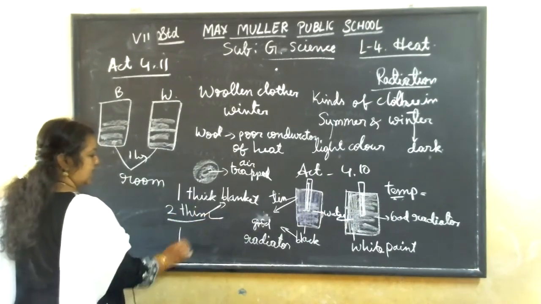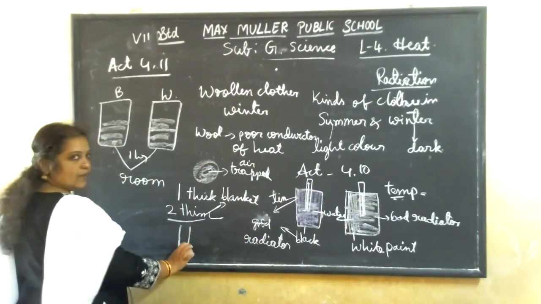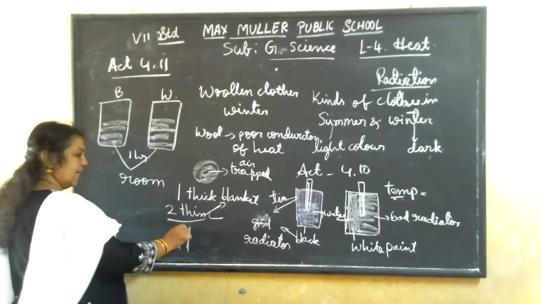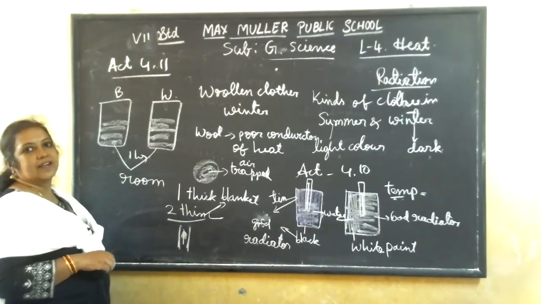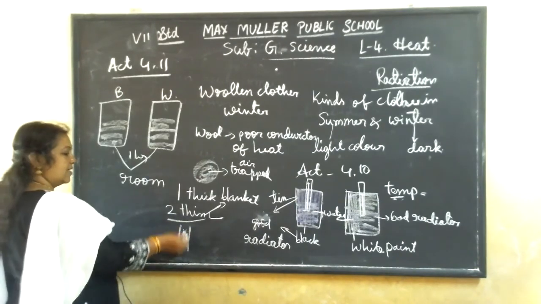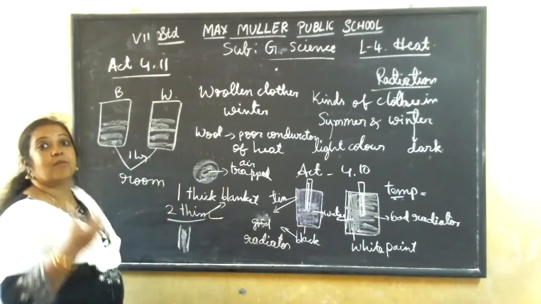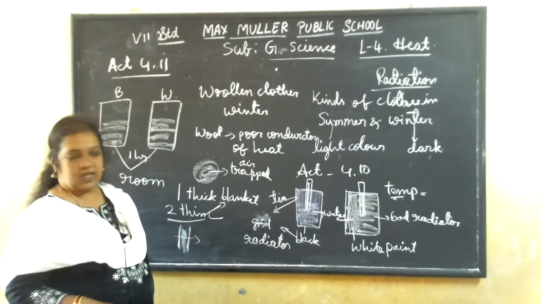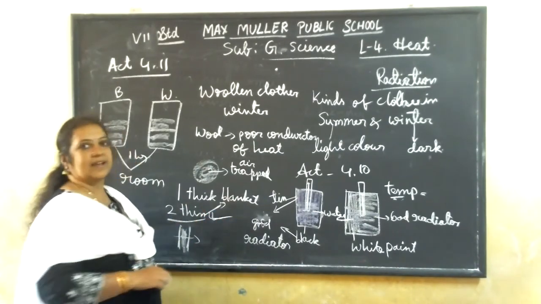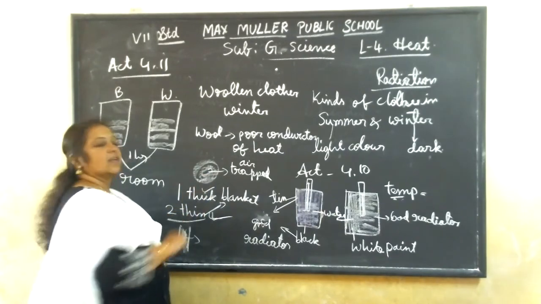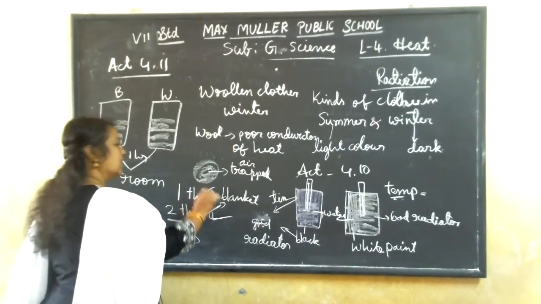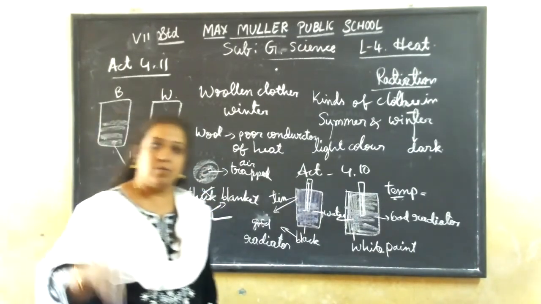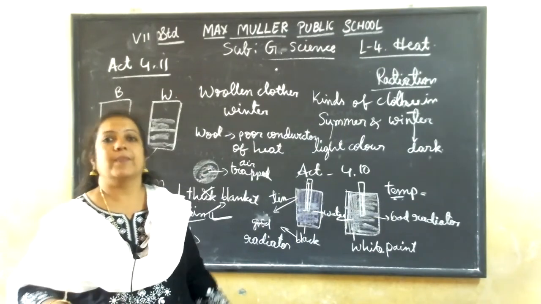Why? Because see, this is one blanket and this is one blanket. Here the air is trapped. Air is a poor conductor of heat. So air trapped means we will get warmth. It is not allowing the body temperature to go out. That's why I'll choose two thin blankets instead of one thick blanket. If you prefer two thin blankets, you will feel more comfortable, with more warmth in the winter season.